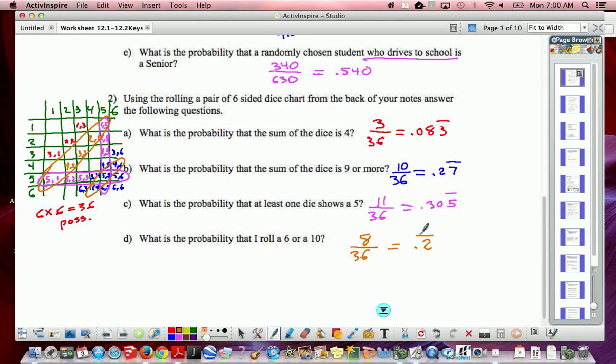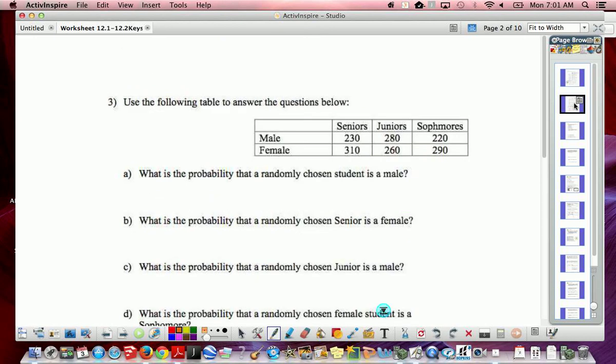All right, let's move to the second page. So we're putting these together. Number 3 and number 4 are very similar to number 1 and 2, just more practice with these probabilities. So again, it says use the following table to answer the questions below. Now instead of talking about driving to school or taking the bus, we're just talking about male and female students based on the senior, junior, and sophomore class.